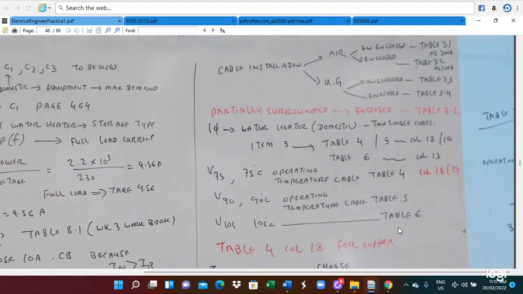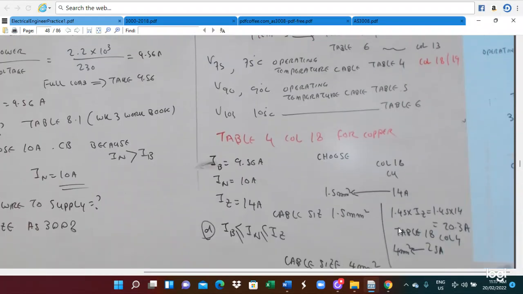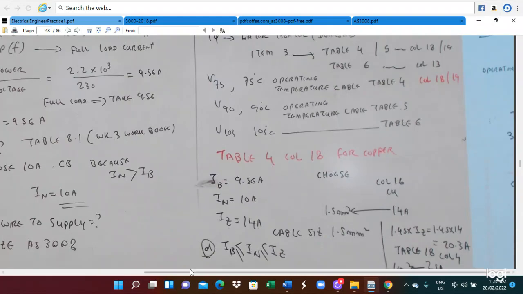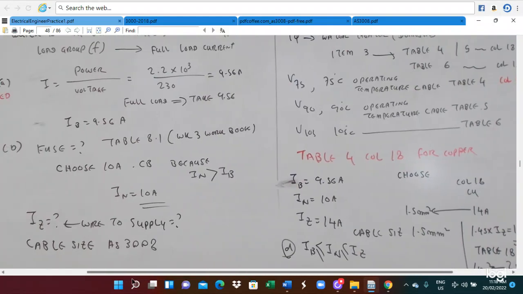Then we have to look at the cable installation. We have to calculate the current for the cables installed. This is the design current, where the supply current IZ has to be calculated. So we have to determine the cable size, and for cable size we have to utilize AS3008.